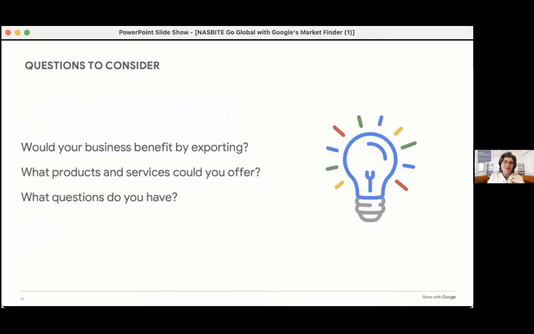Now ask yourself, how might your own business benefit by exporting? What products or services could you export? And for people who have never done it before, what questions do you have? What concerns do you have or needs you need to address before going global? What prevents you from getting started? Now, let's see how we can find some answers.